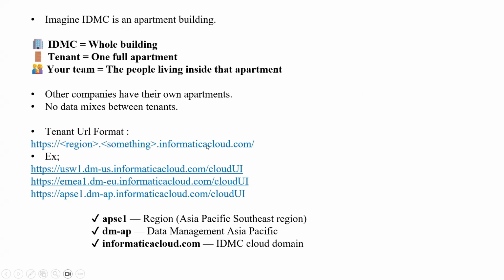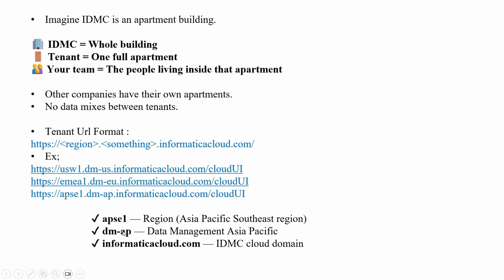This is a sample format of a tenant URL. And here you can see some of the examples. If you look closer, you can see the difference. Like it is USW, EMEA, APSC. So to break down this, APSC means Asia Pacific Southeast region. So EMEA means it is Europe, Middle East and Africa. So after HTTPS, it is showing the region, as you can see. USW is United States West.